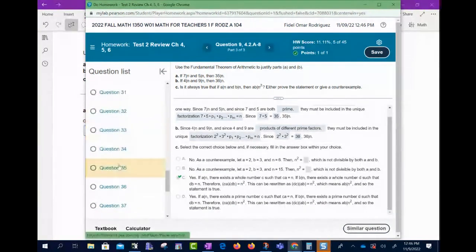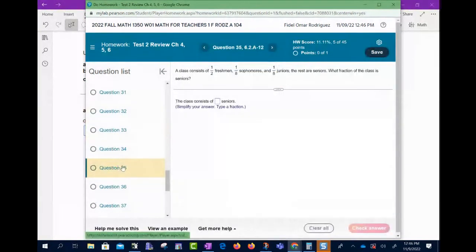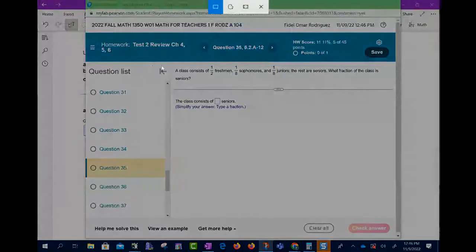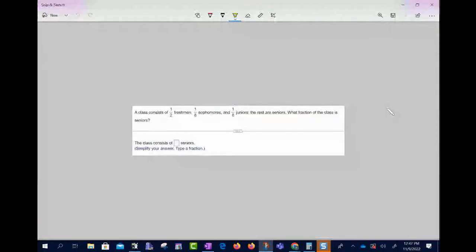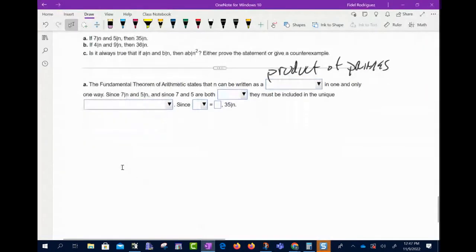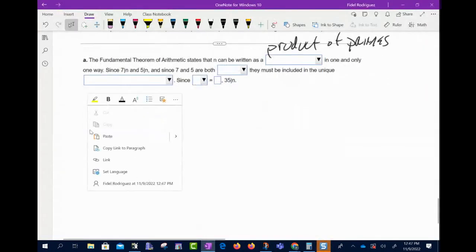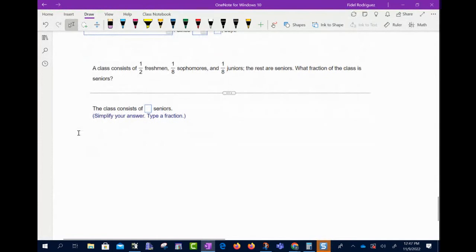35. Okay, let's take a look at 35. Let me jump over here and let's take a look at 35. Okay, this is a good question. Let me go ahead and copy this down. So 35, y'all. It says a class consists of 1/2 freshmen, 1/8 sophomores, and 1/8 juniors. It says the rest are seniors. What fraction of the class are seniors?